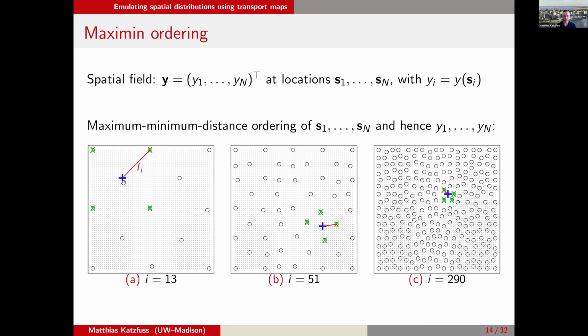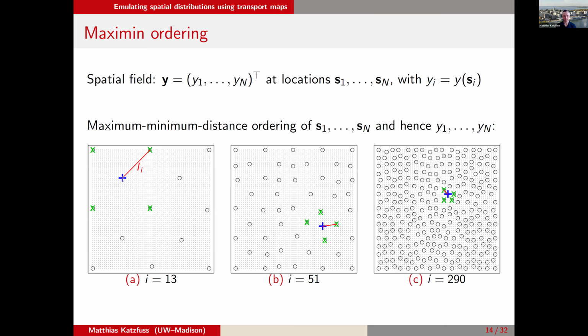So we want to then predict essentially what's going on at the ith location, which is this blue cross, or blue plus, in all of these panels, from the circles, which are the previously chosen, previously ordered variables. So we basically have to predict what is going on here given the circles. And as I said, we're getting denser and denser grids.